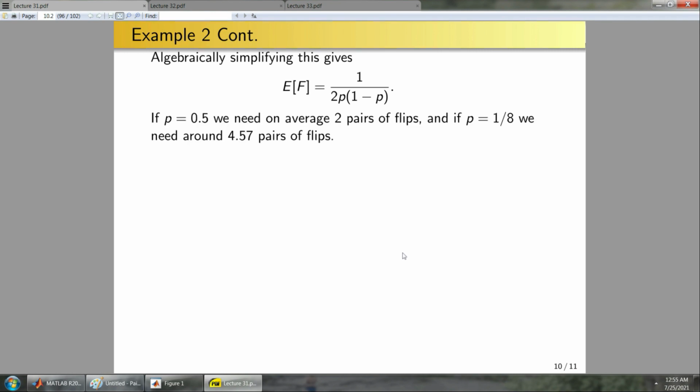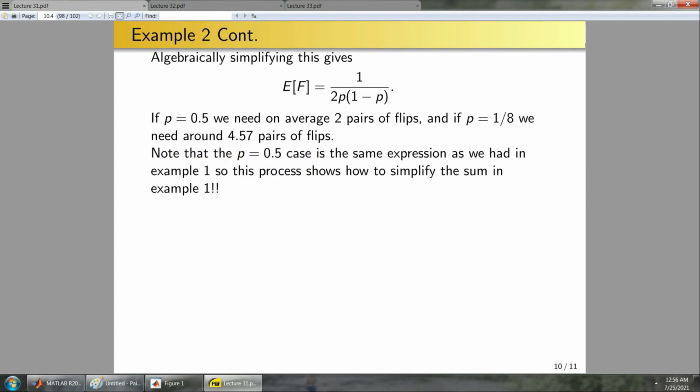Okay, so from there we can ask other questions. If it's 1 over 8, then just plug in 1/8. I need around 4.57 pairs of flips, so multiply that by 2 for the individual flips. Generally speaking, this isn't a significantly large number, given that the probabilities aren't that horrid. It is a bit more annoying than just flipping it once. And again, note in this 0.5 case, this is the same expression that I had in example 1, and therefore this is the process that shows how to simplify that sum in example 1. A good practice would be to go through and do that manually.